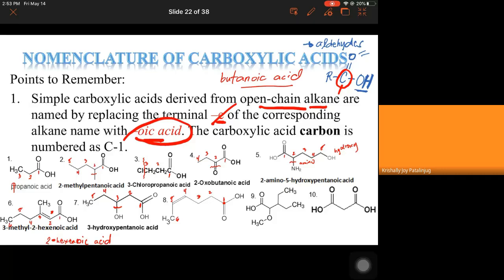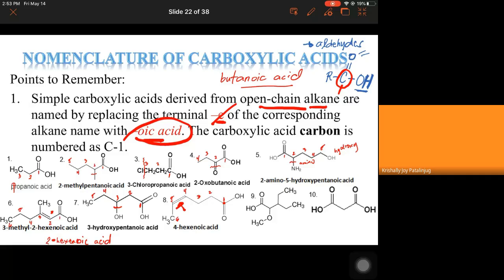What is the corresponding alkene? Why the corresponding alkene? Because of the presence of a double bond. So the corresponding alkene is hexene. Change the ending E to "oic acid," hexanoic acid. Okay? So where is the double bond? At carbon 4. That becomes 4-hexenoic acid. There is no substituent, right?